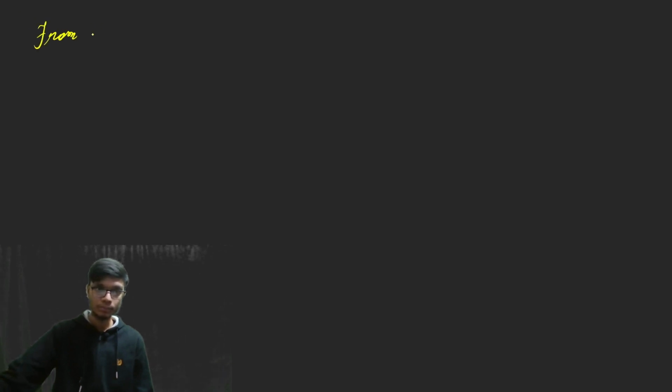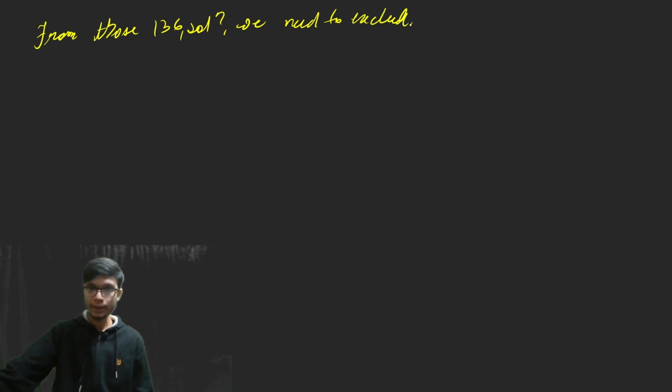from those 136 solutions, we need to exclude the identical solutions. That is the case when any two of the variables are the same. So let us first consider the case when x is equal to y but they are not equal to z. Let me consider this particular case.